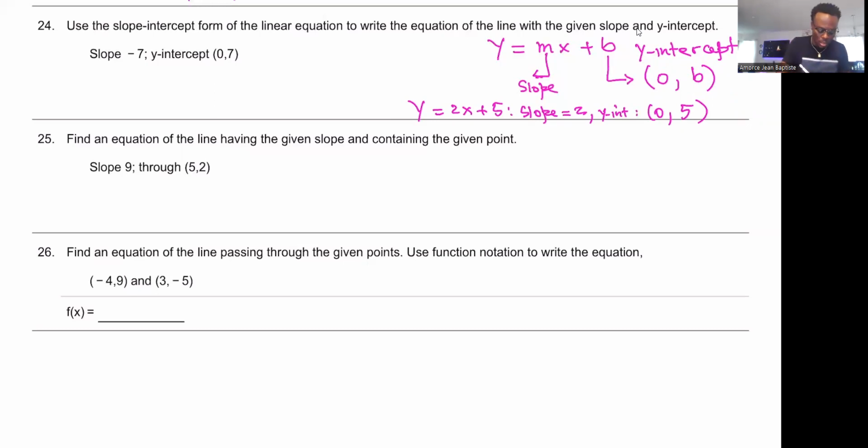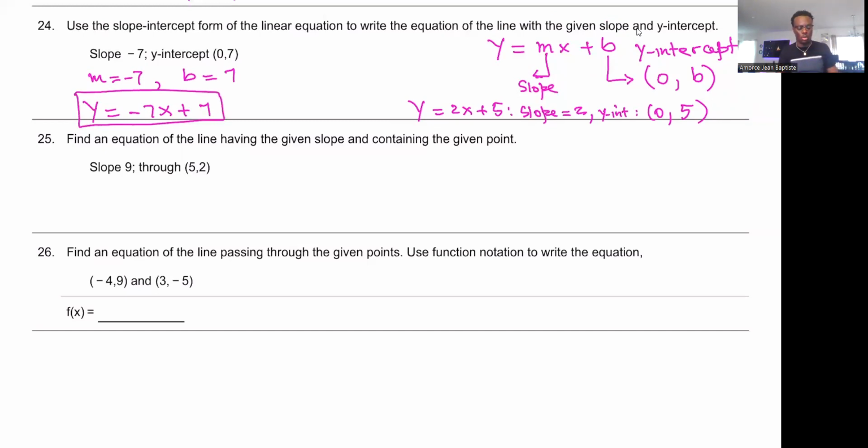Well, sometimes they give you the slope and the y-intercept and ask you to find the equation. It's easy. Slope m equals -7 in this case, and that's what number 24 is about, by the way. Y-intercept is (0, 7). That means b equals 7. So we place them into this formula to get y equals -7x plus 7, the equation in slope-intercept form of your line.